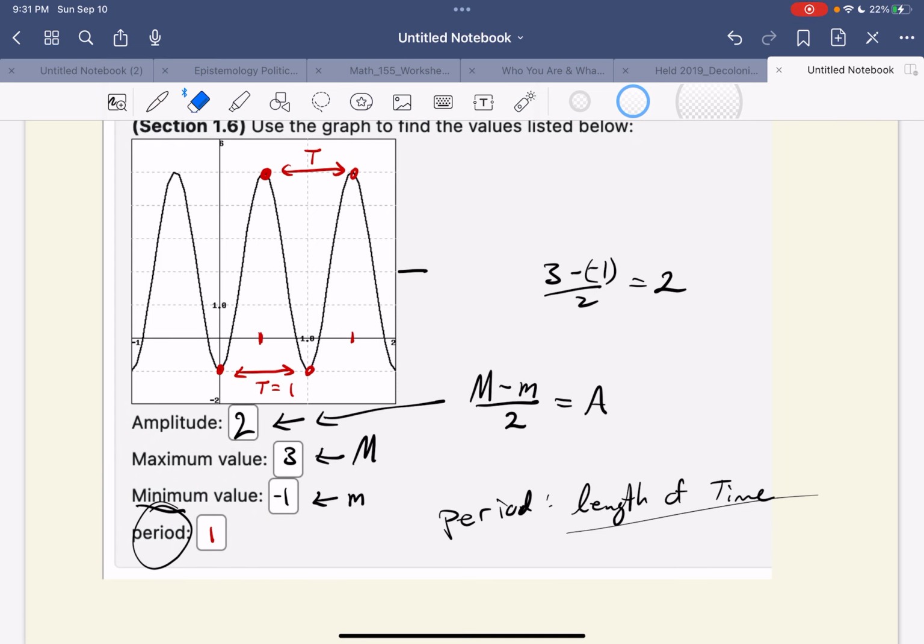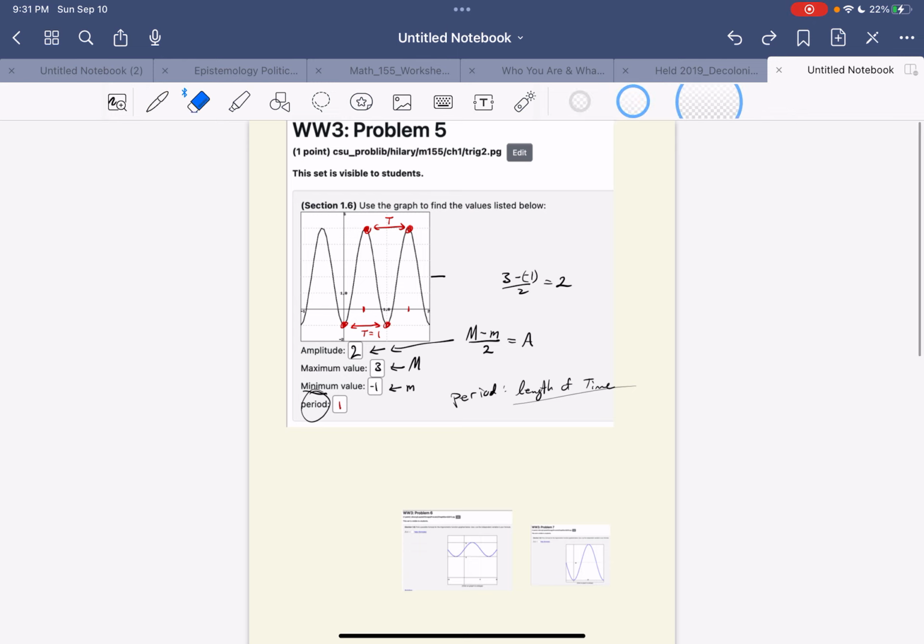So anyway, I would recommend not using midpoints for periods. I would use either peaks or valleys. And so you can just go from valley to valley or from peak to peak. And then it's just that measurement in time, or just the x distance, okay? So that's all that a period is.